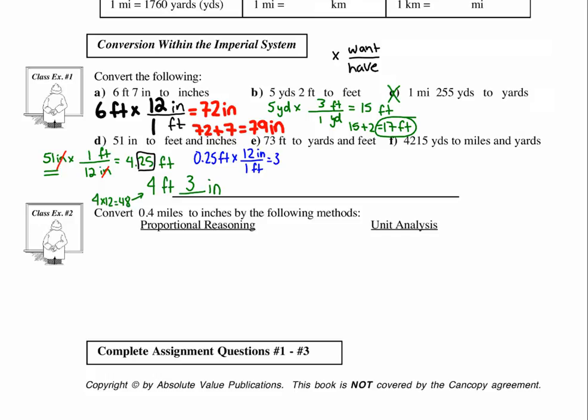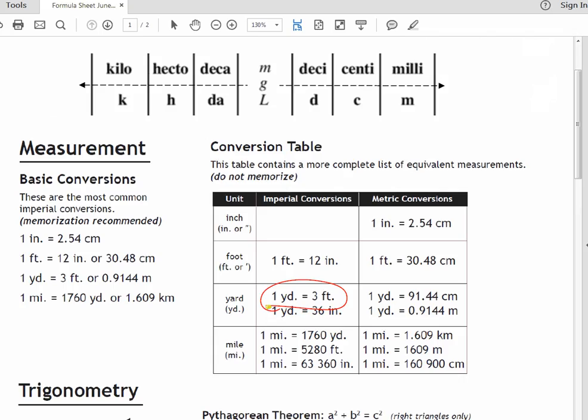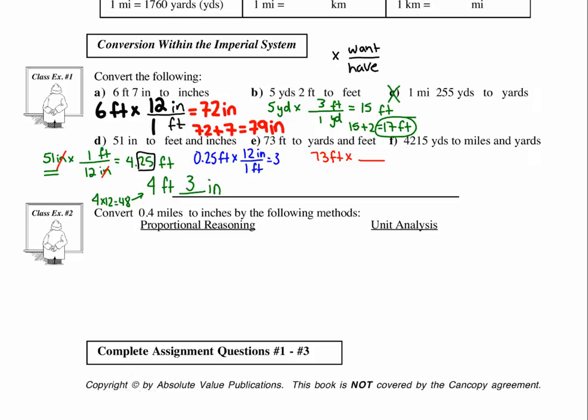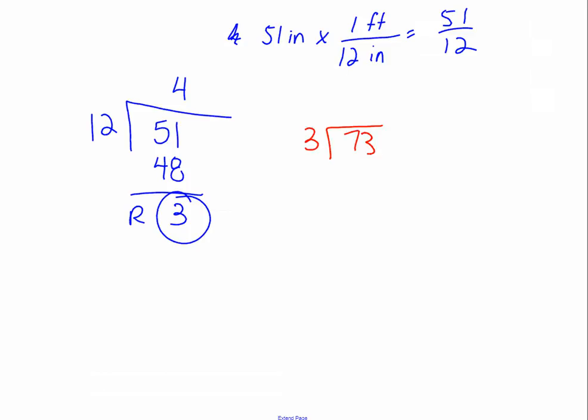All right, so try another one. 73 feet to yards and feet. So there's a few ways we can do this. We want to figure out how many full yards are in 73 feet, right? What's the relationship between yards and feet? Good. So feet, is it going on the numerator or denominator? Denominator. 3 feet is 1 yard. So we can do long division if you want, right? We're taking 3 and dividing it into 73. That's one method. Do you remember long division?